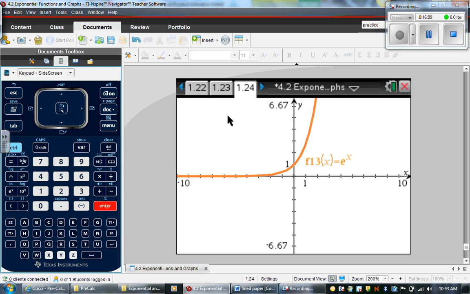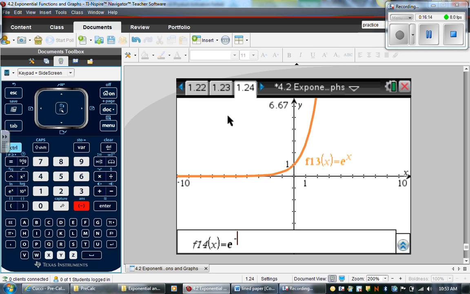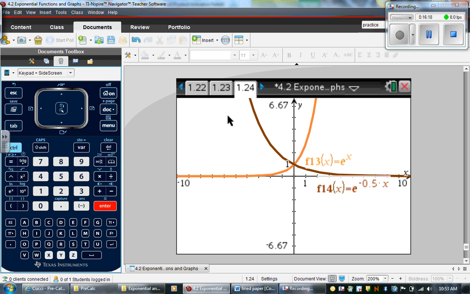There's our e to the x. So what it did is it reflected it over the y-axis, and then it looks like it's decreasing at a slower rate than our original.